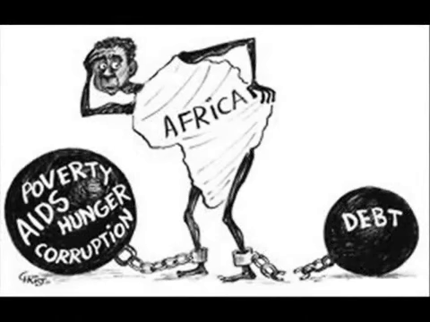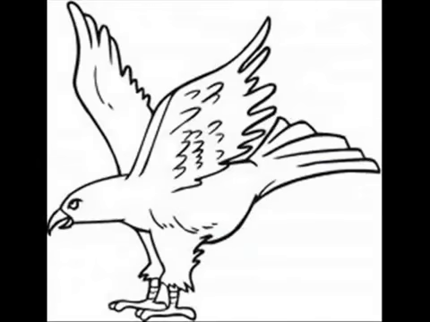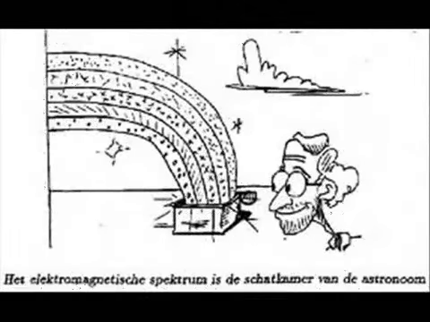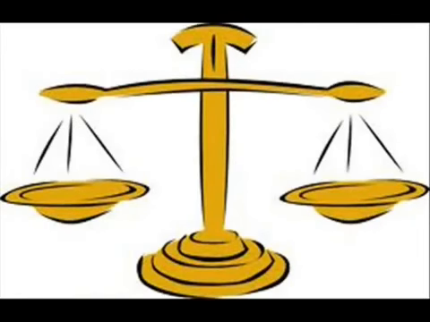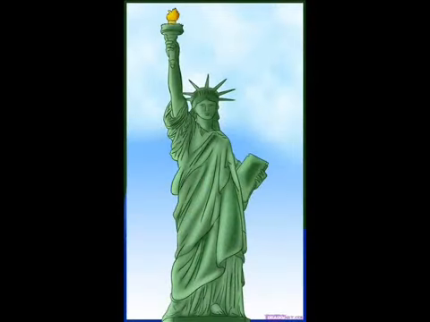a thin person for poverty, a fat man for wealthy people, a dove for peace, a hawk for warfare, an hourglass for time, a rainbow for hope, a scale for justice, a torch for enlightenment, a turtle for endurance, the Statue of Liberty for America and freedom.